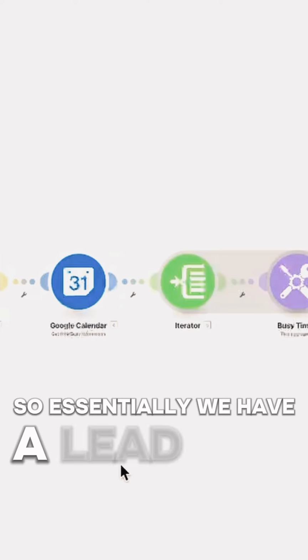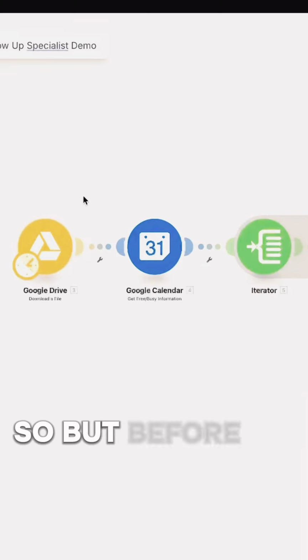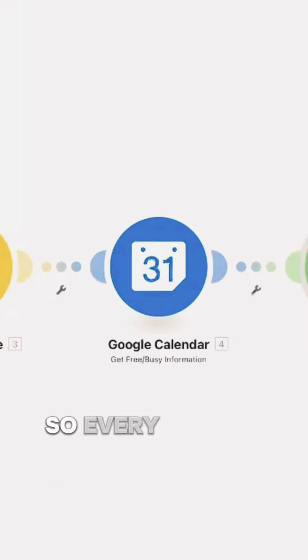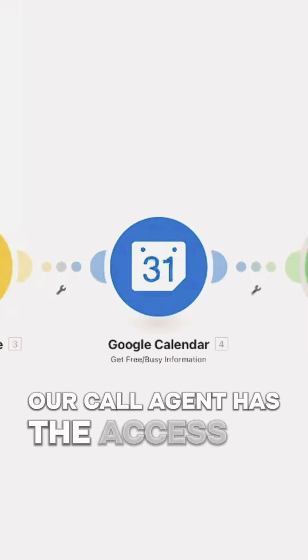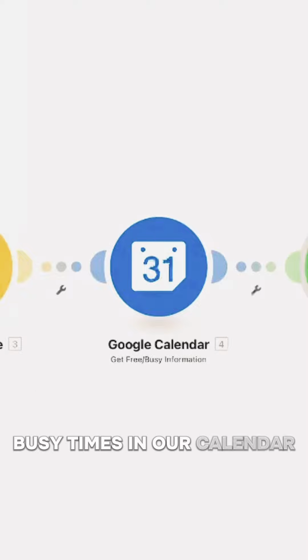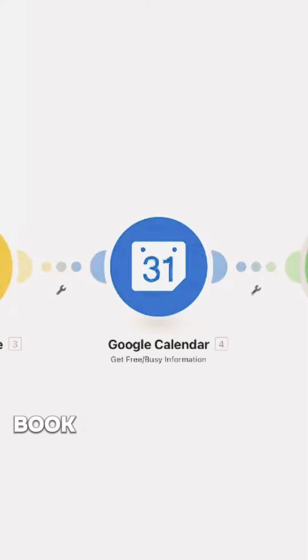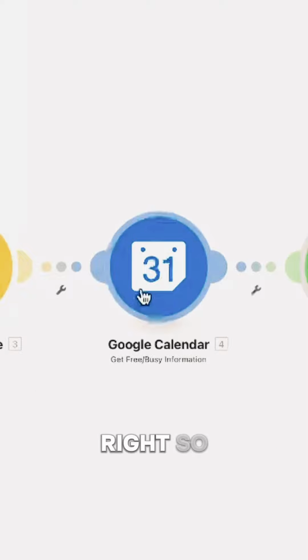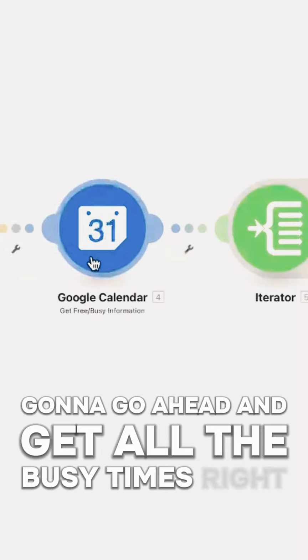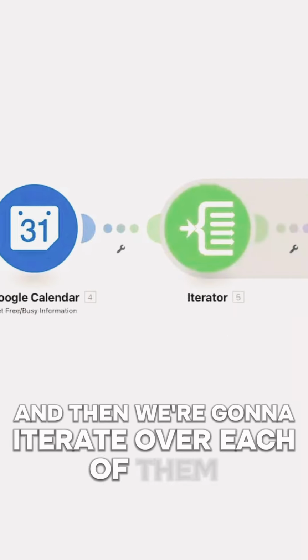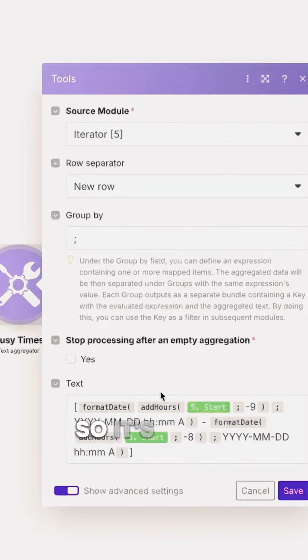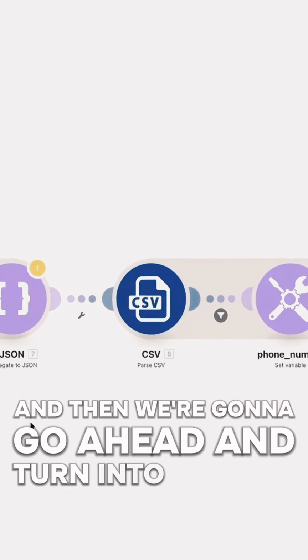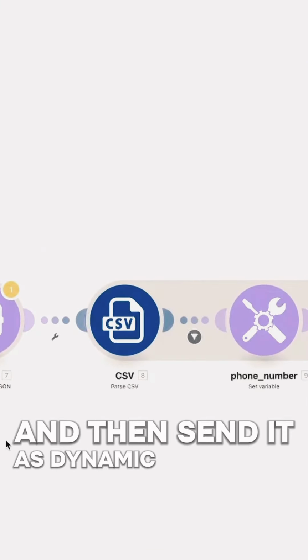So essentially we have a lead list in a Google Drive, right? But before we do anything with that, we're going to find all the busy times in our calendar, because we're going to use that as dynamic data. So every time we make a call, our call agent has access to all the busy times in our calendar, so we can dynamically book meetings that fit for us as well. So we're going to get all the busy times, and then we're going to iterate each of them, turn them into text, so it's like a whole list, and then turn it into a JSON and send it as dynamic data.